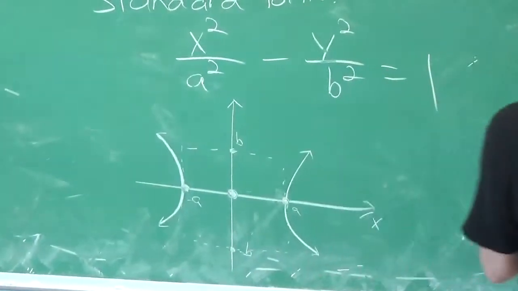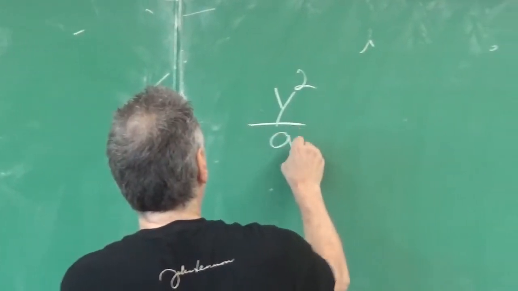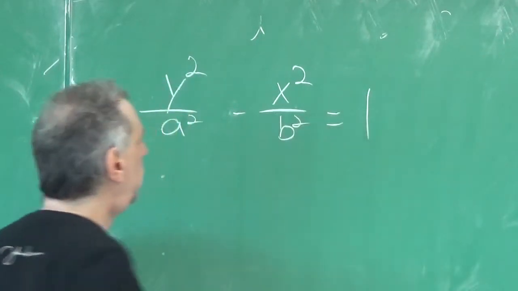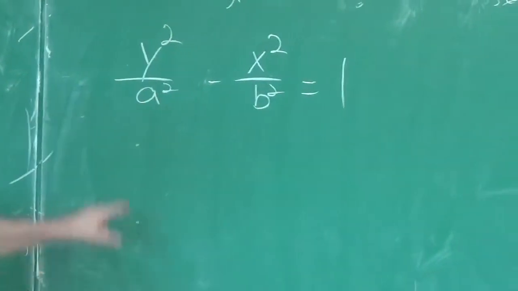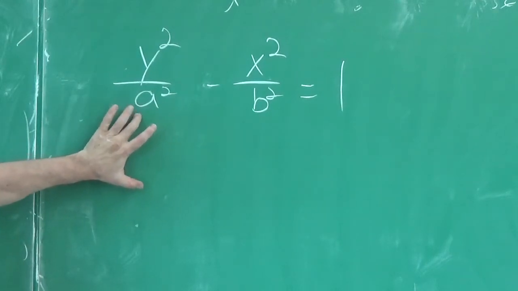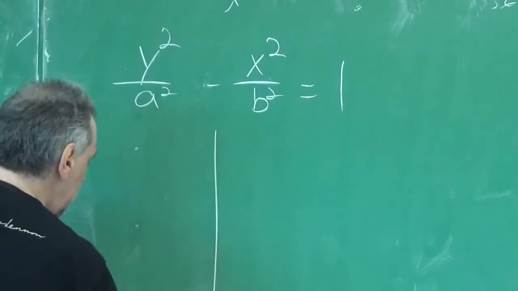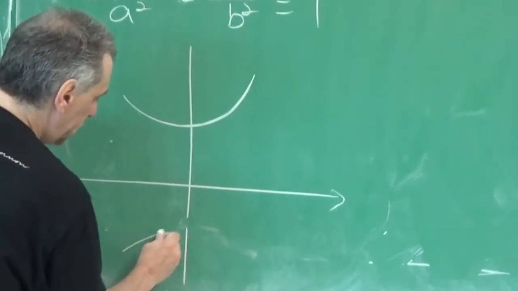If the a value is under the y, if we're looking at something like this, here notice the y fraction is the positive and the x fraction is the negative. The a value always goes under the positive. It doesn't have to be larger like it was for the ellipse. Remember, the a value was always the larger number in the denominator. That's not the case here with hyperbolas. The a value always is associated with the positive fraction. This one is the other direction. It's going to look like this.